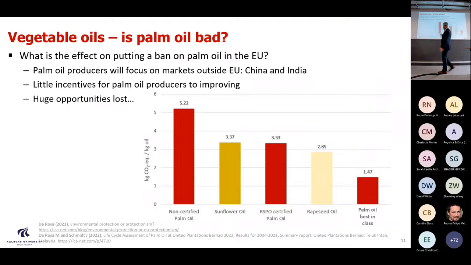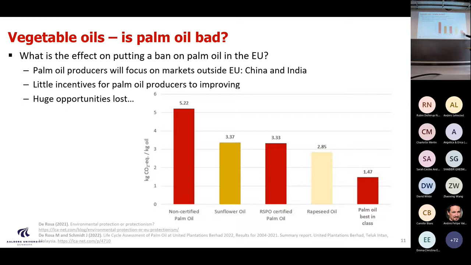We see over here, that's non-certified palm oil. It has a fairly big impact. Then we have sunflower oil. Here we have certified palm oil, almost the same as sunflower oil, and also almost the same as rapeseed oil you see here. And over here to the very right is a company I've been working with for several years. Actually, I own also as part of my PhD, where we call them best in class.